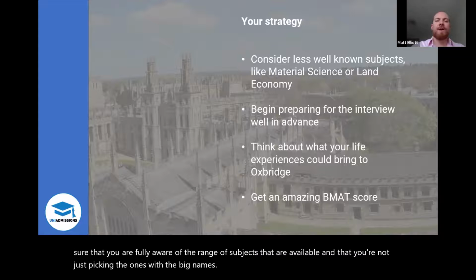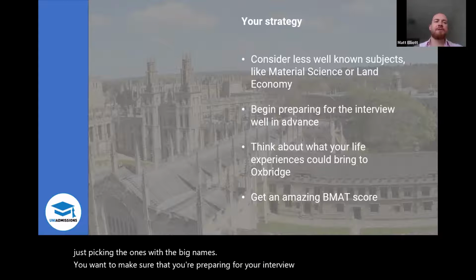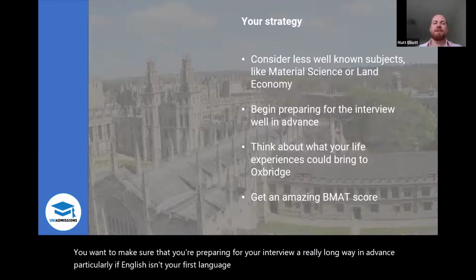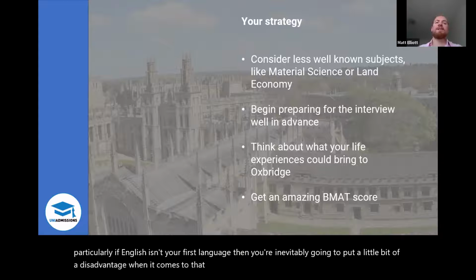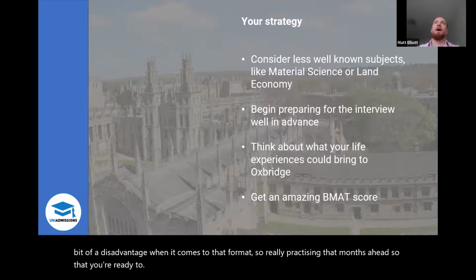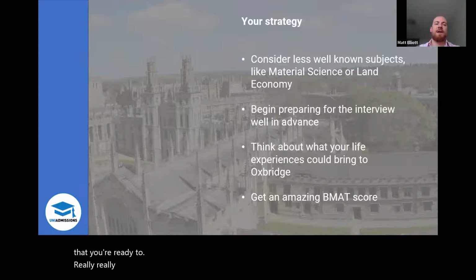You want to make sure that you're preparing for your interview a really long way in advance. Particularly if English isn't your first language, then you're inevitably going to be at a little bit of a disadvantage when it comes to that format. So really practice that months ahead so that you're ready to perform at your best.